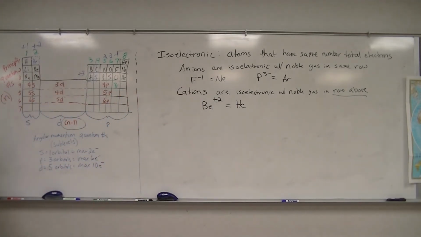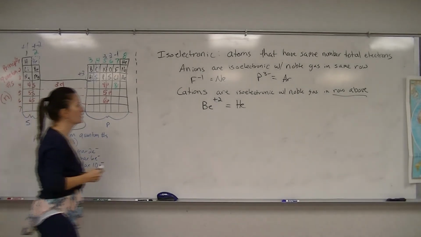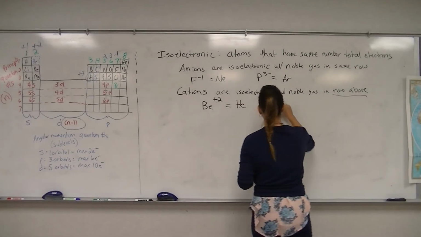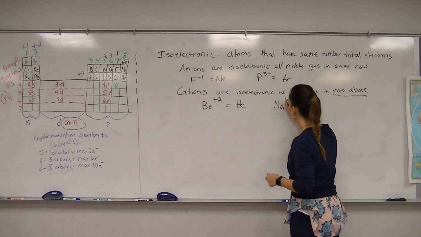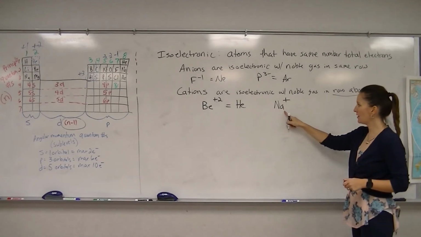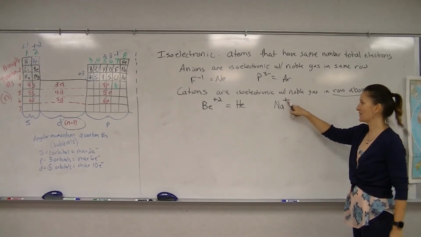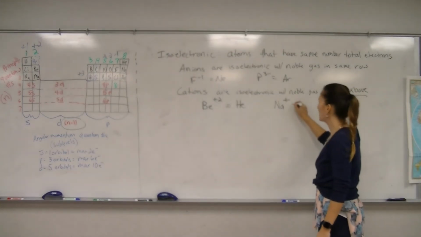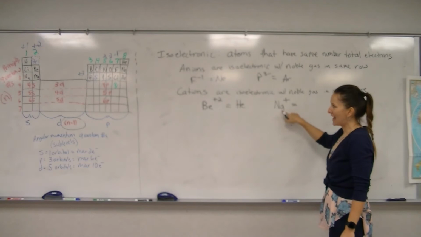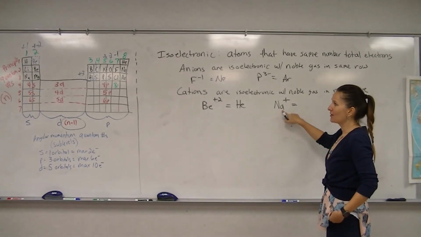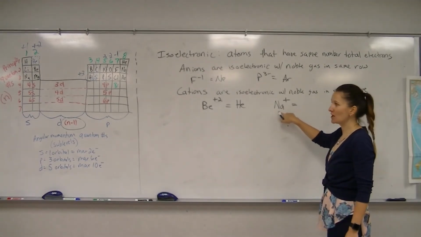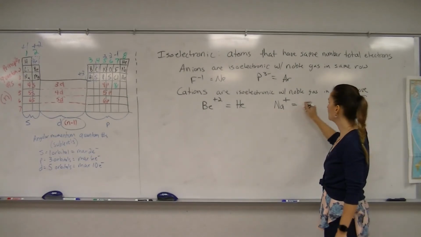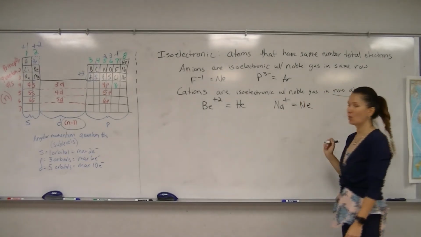Okay, let's try another one. Let's do sodium this time. So sodium, alkali metal, has 1 valence electron. It's going to lose that 1 valence electron to become Na+. So now it's a cation because it has a positive charge. It has lost an electron. It is a metal. What noble gas is it isoelectronic with? The row above. So sodium's in period 3. We're going to look at the noble gas in period 2. So it's isoelectronic with neon.